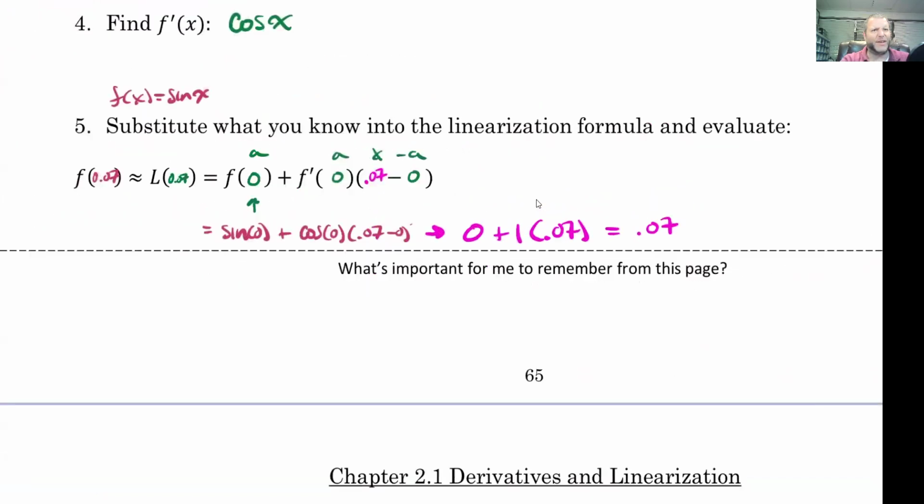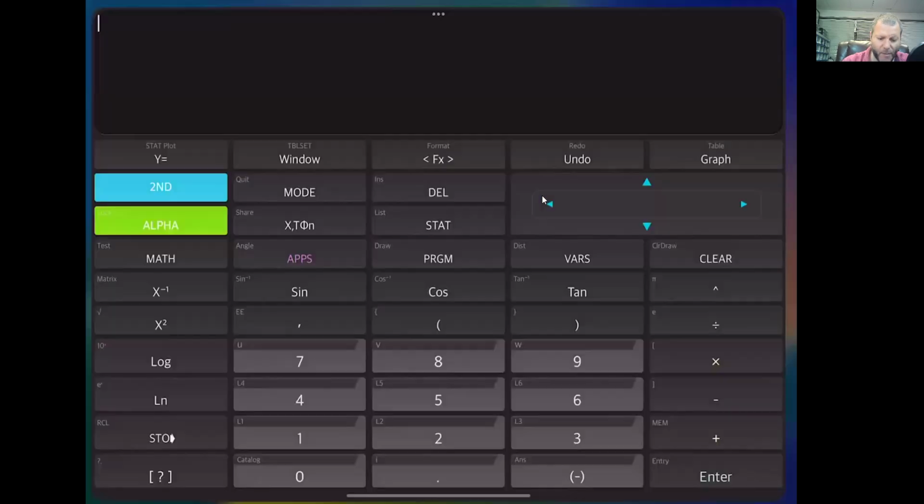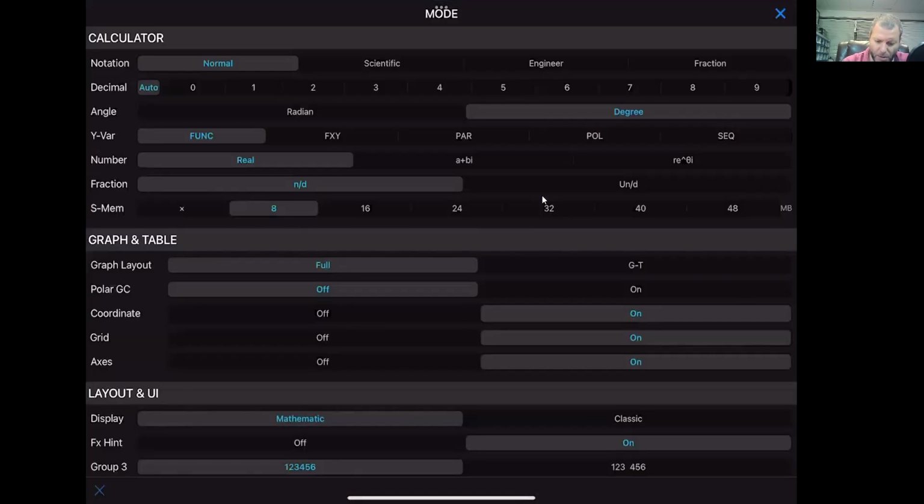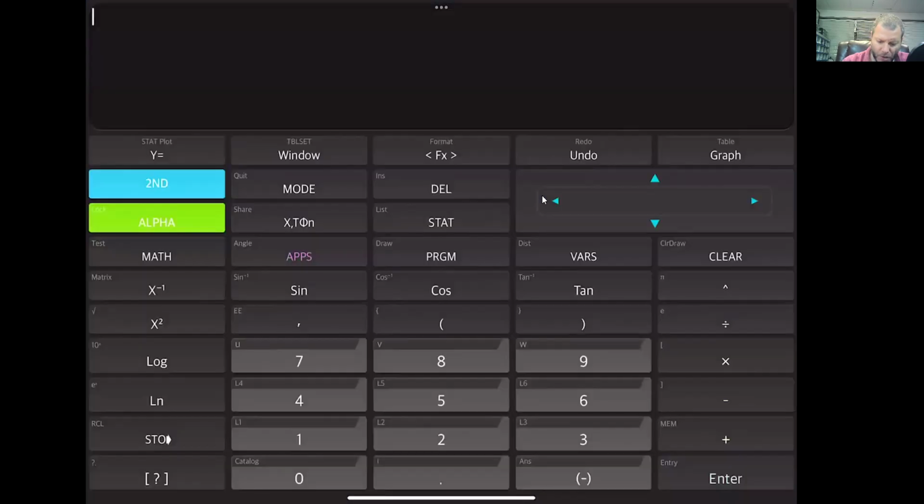So this is not very exciting, I know, but it's saying that the sine of 7/100ths is approximately 7/100ths. Now we could check that. If I wanted to, I could just throw this into a calculator. Indeed, I have a calculator. So mode radians. If I took the sine of 0.07, I get 0.069942, which is really, really close to 0.07. So our linearization was really, really accurate.